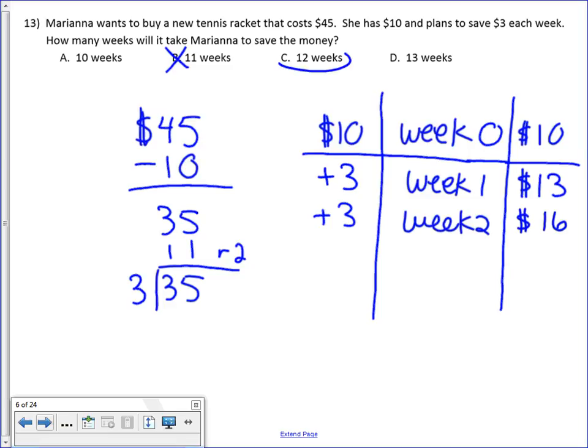It's actually going to take her 12 weeks to save enough money to buy the tennis racket. She'll have money left over, but it's still going to take her 12 weeks. You can't go into the store with less money than you need. Again, you could continue this table over here by just adding 3 each week. Week 3, and that would have been $19. And then you can kind of see from there how many weeks it's going to take you.